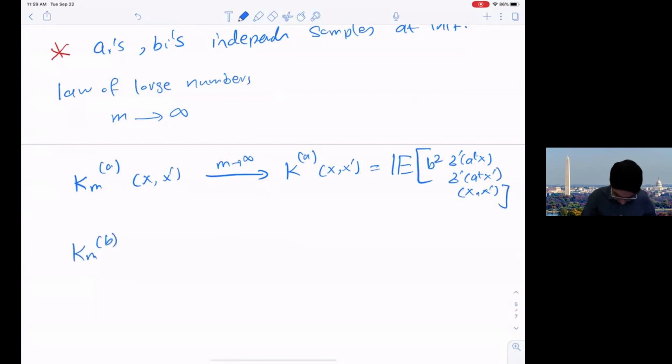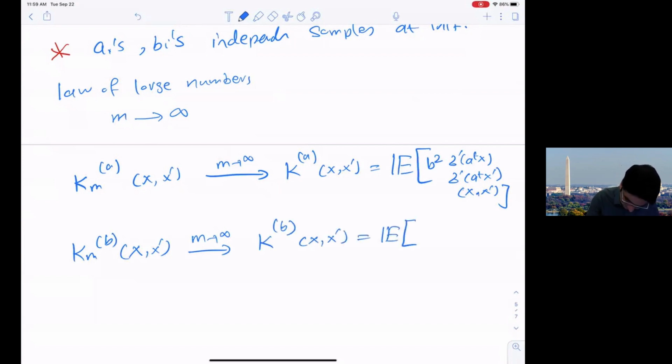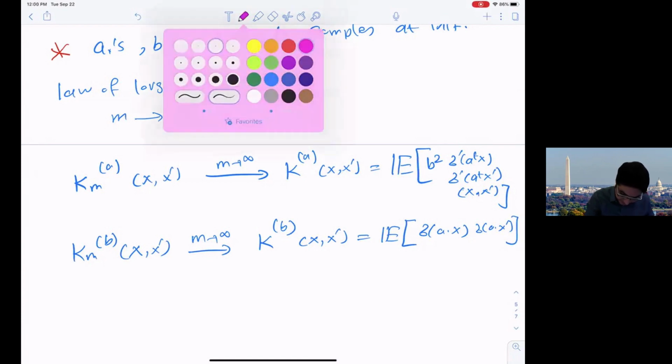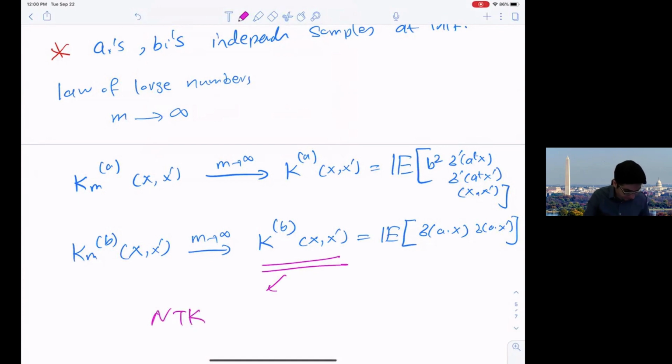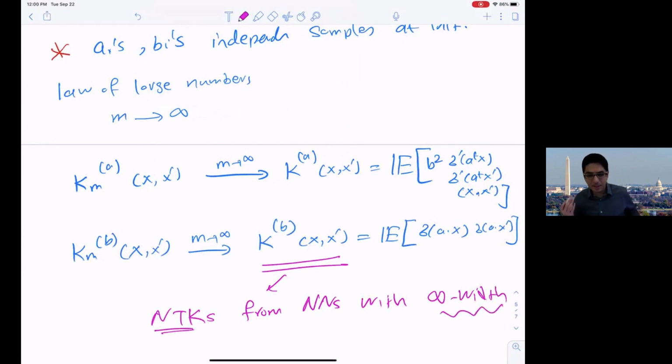Similarly, for the kernel NTK evaluated using the b_i's, we are going to converge to a limit kernel, sigma a dot x and sigma a dot x prime. So you can think about these kernels, these guys are NTKs, neural tangent kernels, coming from a neural network with infinite width. Right? So these NTKs are from neural networks with infinite width. So if you see people talk about infinite width neural networks, they are not constructing an infinite width neural network. They are looking at the limit of the NTK when m goes to infinity, and you get these expressions for your NTK.